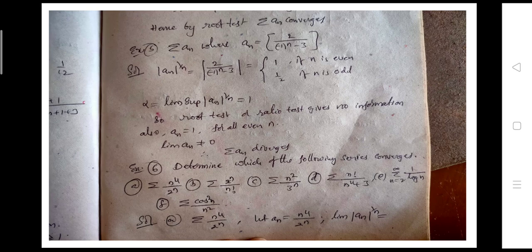Example 6. Determine which of the following series converges. A. Sigma n^4 by 2^n. B. Sigma 2^n by n factorial. And C. Sigma n^2 by 3^n. D. Sigma n factorial by n^4 plus 3. E. Sigma n equals 2 to infinity 1 by log n. And F. Sigma cos squared n by n squared only.